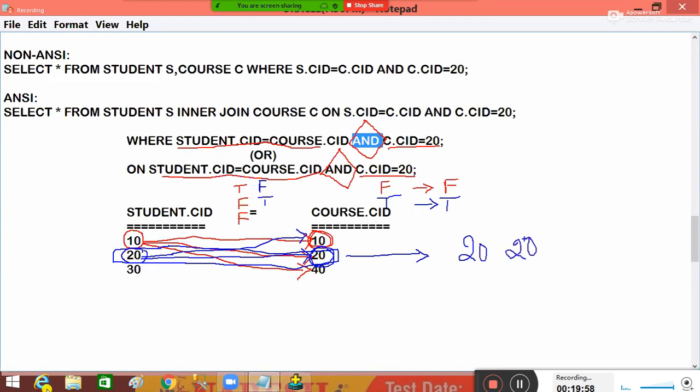Okay, let you come out. Next one: 20 is equals to 40. First condition is false, then no need to check my second condition. Now in the same pattern, next one is 30. So 30 is equals to 10, first condition false. 30 is equals to 20, also false. And 30 is equals to 40, also false. So all are false, there is no matching here. So finally, guys, your output is 20, 20 as my result.